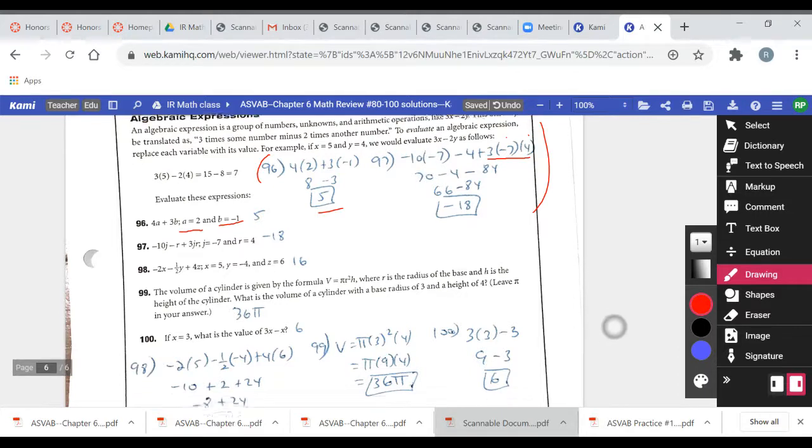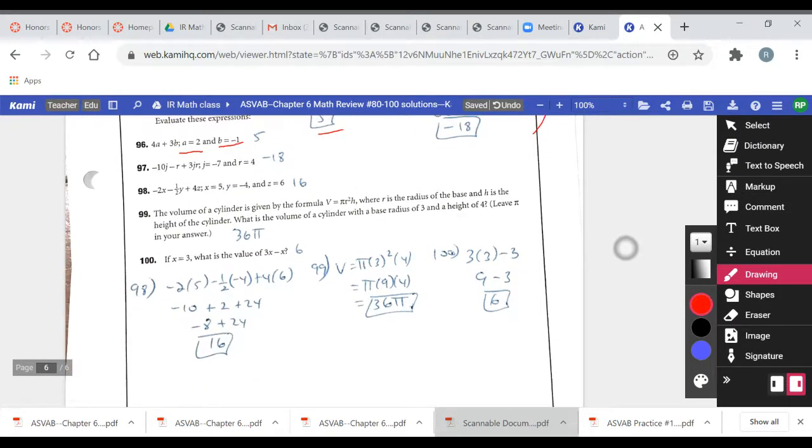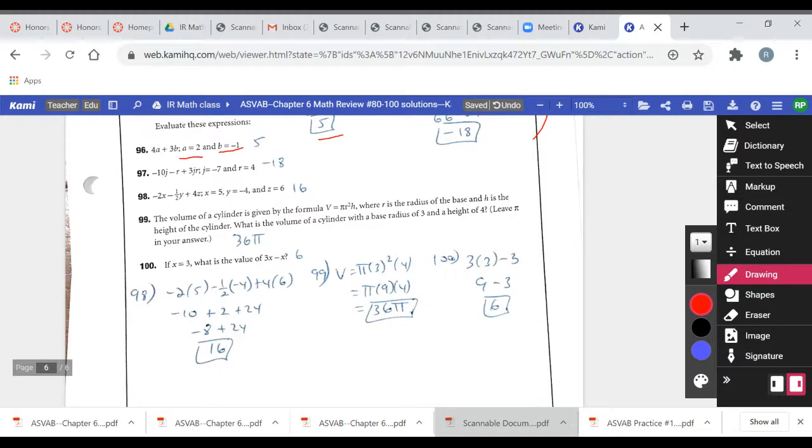You can see I moved down here to do 98, 99, and 100. So 98, again, I plugged in the -4 for y's place, and I plugged in the 6 for z's place. And when I evaluated that expression, I ended up with 16.